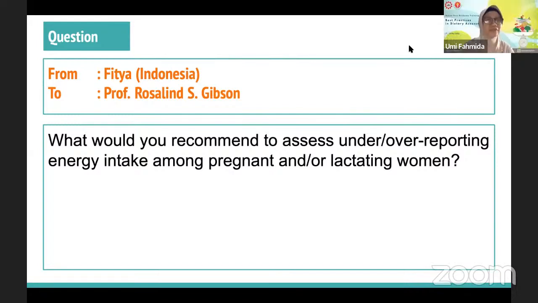Yeah, so it could be a future development how to assess this. But currently it's not for pregnant and lactating women. There isn't, as far as I'm aware, unless something has been developed that I'm not aware of, I don't think there is a method for those two groups. So I hope that answers Fitya from Indonesia. And the next slide for the next question.